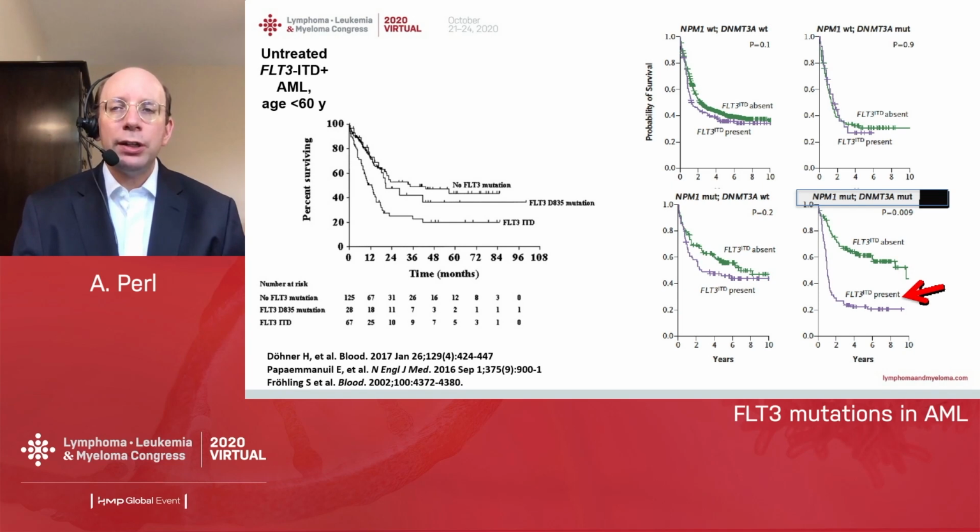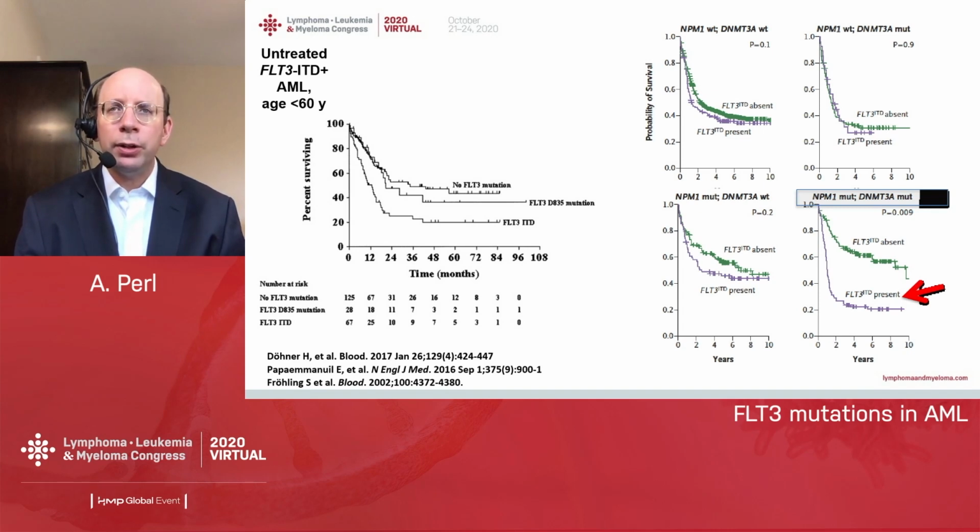Now, I mentioned that DNMT3A mutation is commonly co-mutated with FLT3 ITD, and this tends to be associated with worse prognosis, and it renders the effect of NPM1 largely dispensable. It no longer makes those patients into a favorable group if there's the presence of a DNMT3A mutation, particularly substitutions at R882.